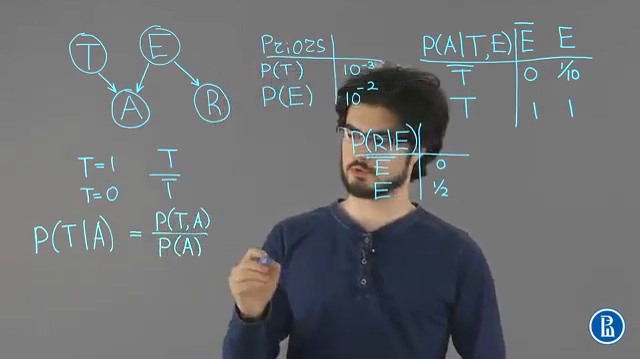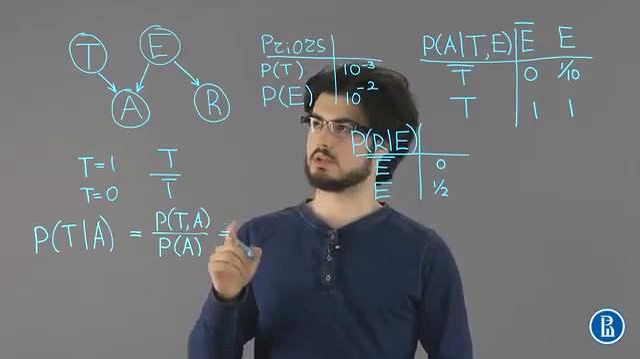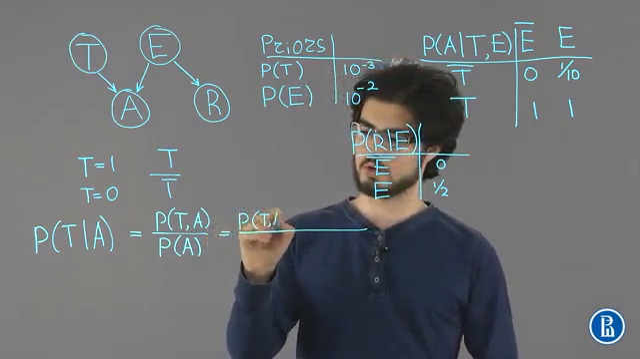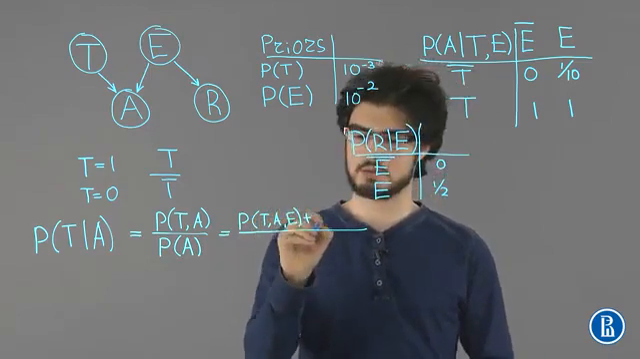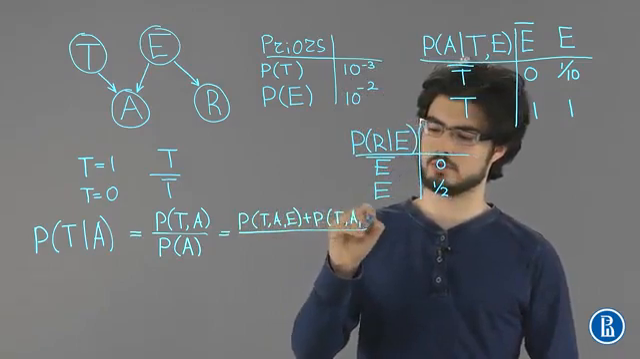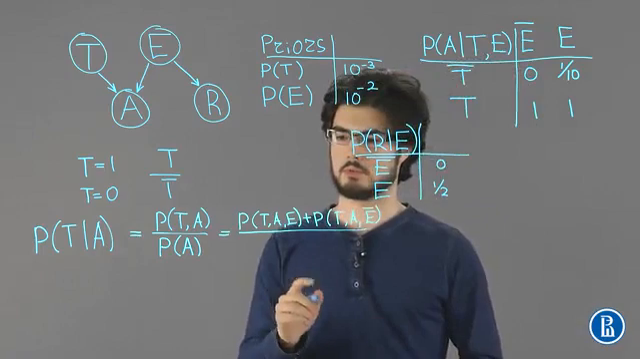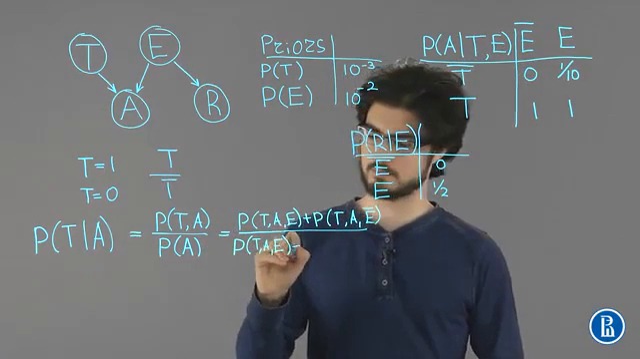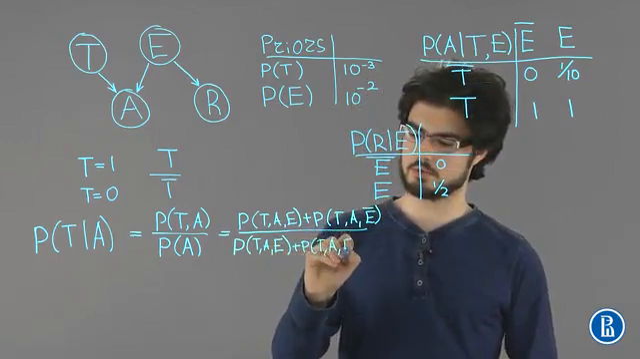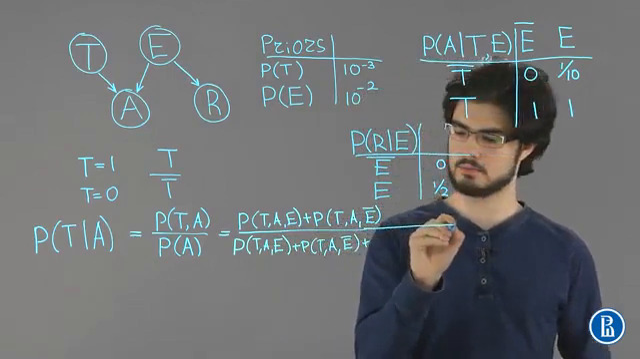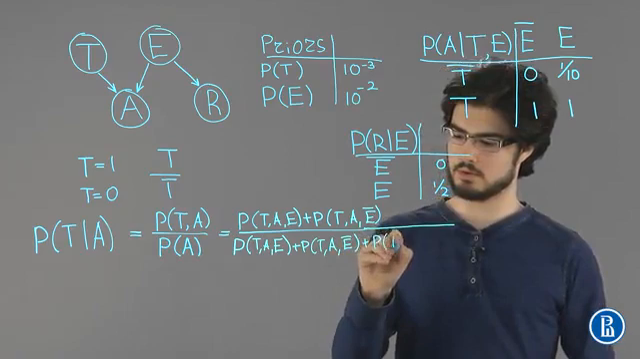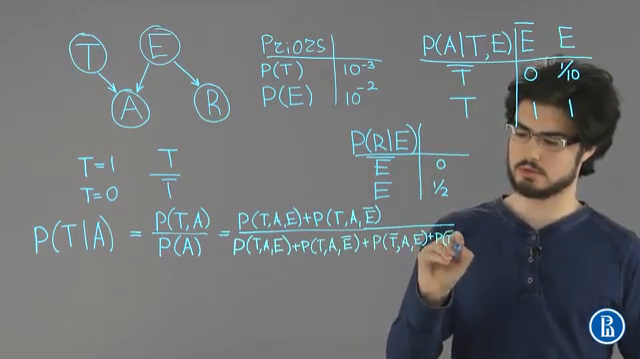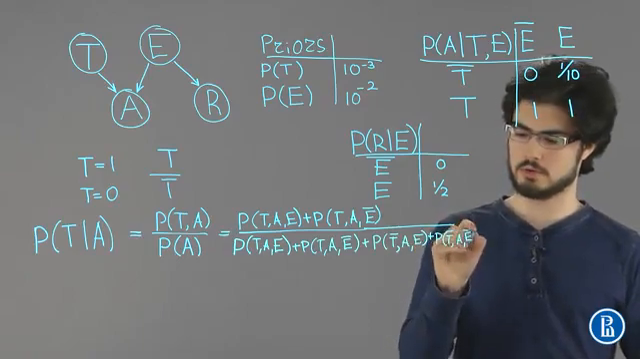Alright, now let's use the sum rule, and we'll add another variable, the earthquake. So this would be the probability of thief, alarm, earthquake, plus the probability of thief, alarm, and not earthquake. And we'll do the same trick for the denominator. So this would be the probability of thief, alarm, earthquake, plus probability of thief, alarm, and not earthquake, plus another two terms with no thief in our house. So no thief, alarm, earthquake, and finally probability that there is no thief, alarm notification, and no earthquake.